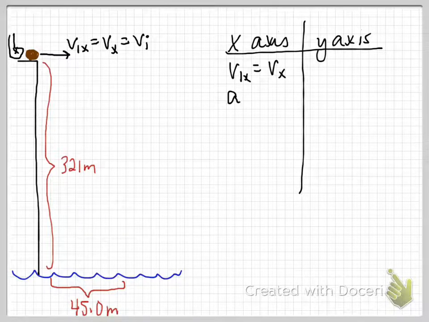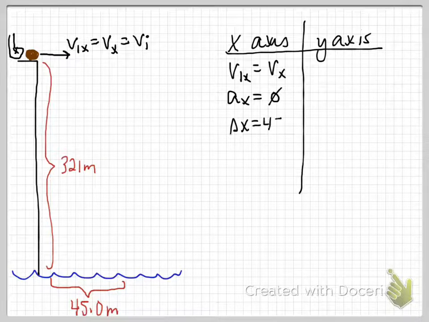We know that acceleration on the x-axis is equal to 0. And we know that there's a delta x of 45.0 meters. Okay, we'll stop there for the moment.